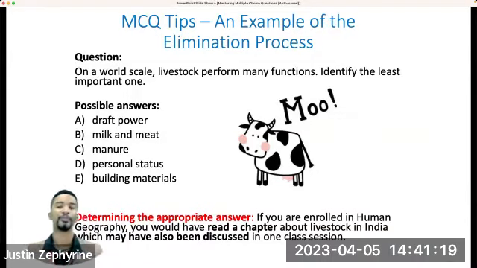Okay, so let's say we were in a human geography class and you read a chapter about livestock. And this is not rocket science. So livestock in India, which may have also been discussed obviously in the classes, right? Let me ask you here, how would you answer, or what do you think is the correct answer? Let me call someone who has not chimed in yet. Mitzi. Can you answer this question? What do you think is the answer to this question?